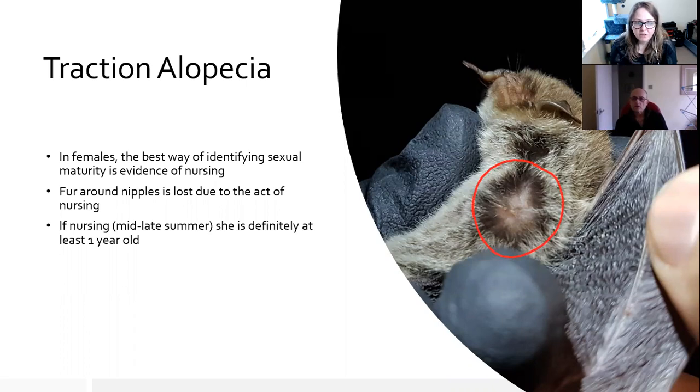So if she's nursing in midsummer, she's definitely at least 1 year old. But we can't really say whether a bat that has no evidence of nursing is definitely less than a year old, unless we look at other non-sexual assessments of age, which we get to in a little bit. But basically, we're eyeballing it. It's very subjective, but we look at the level of traction alopecia to give us an idea of whether a bat is nursing for the first time, has nursed many times, or has not nursed at all.